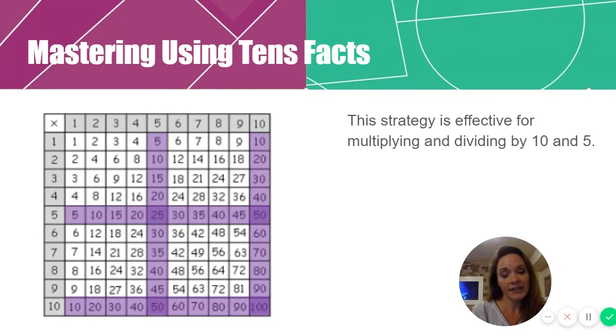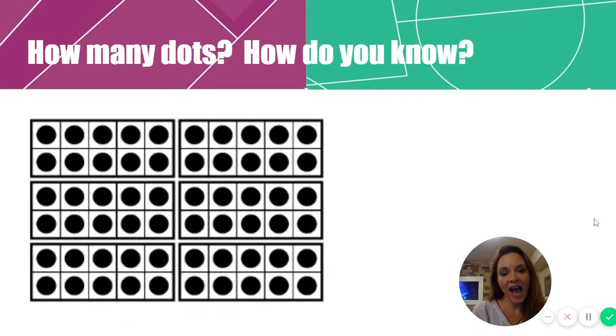I'm going to show you a series of dot images over the next several pages, and I want for you to try and figure out how many dots there are and how you know. Ready? Let's begin. How many dots? How do you know?